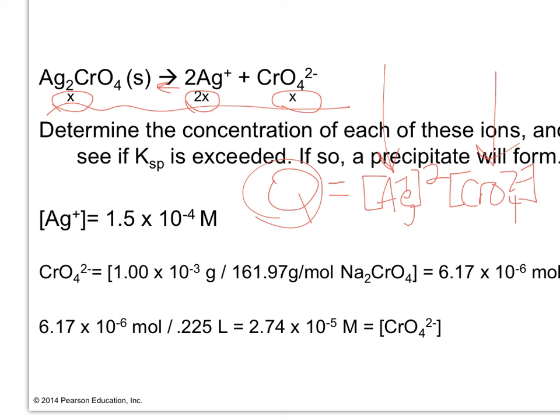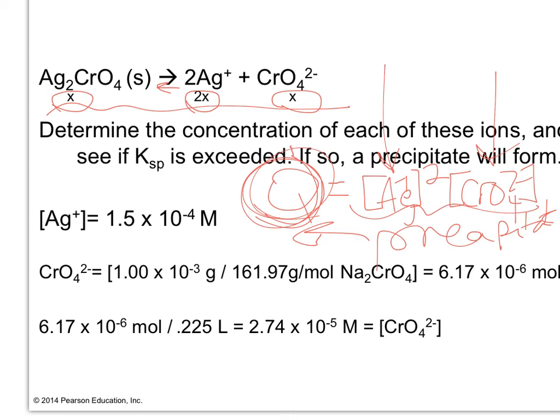Okay, if the current concentration product, Q, is greater than K, that means it's got to decrease. That means you're going to see a precipitate, okay, if Q is greater than K. If Q, the current concentration product, is less than K, that means you're fine. They're going to stay dissolved. You're not going to see a precipitate form.